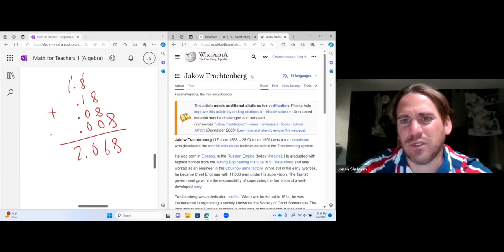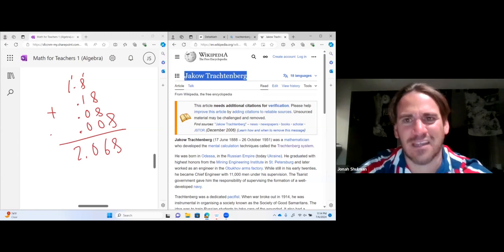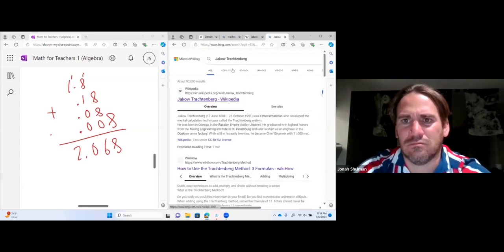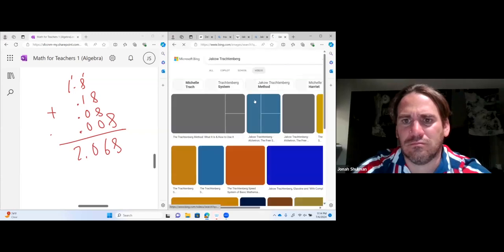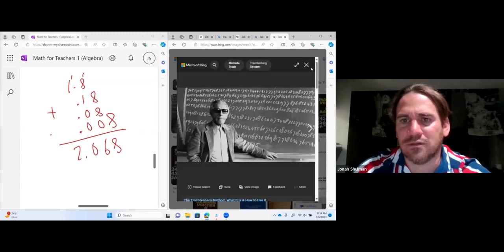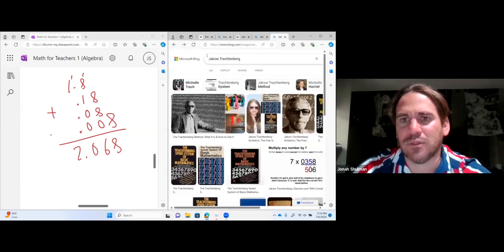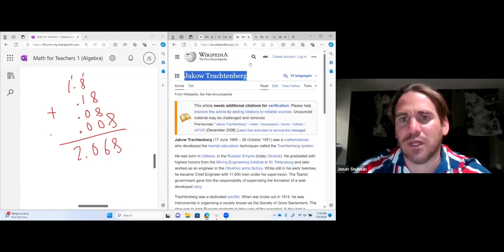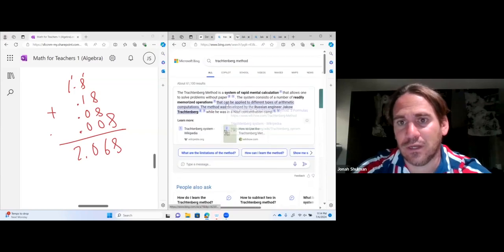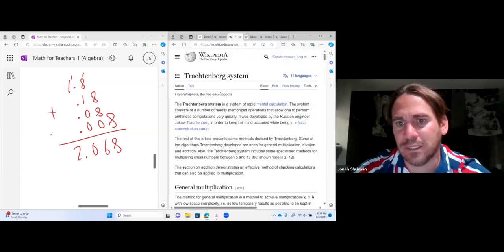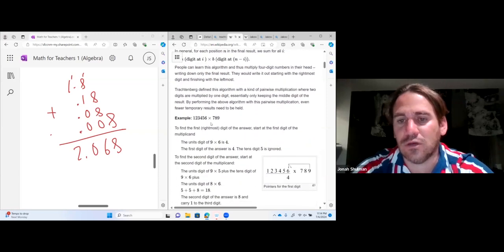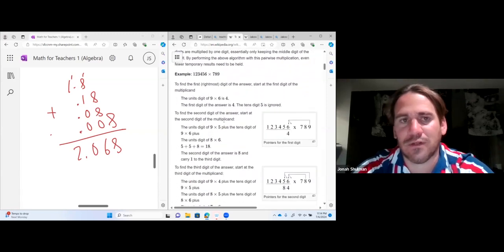You got a picture of him? I hate when they don't have pictures of people, right? Isn't that sad? There he is with his cool glasses. So he came up with this system to memorize how to multiply. You can impress people. If you want to learn it, people like it because it's like, how do you multiply those fast digits in your head? Well, you can use the Trachtenberg method and it's right there.